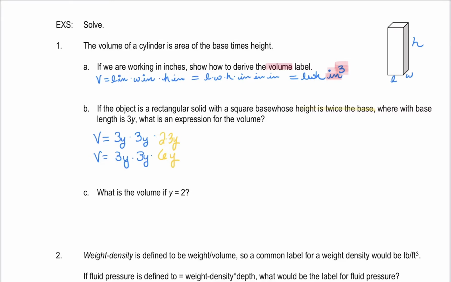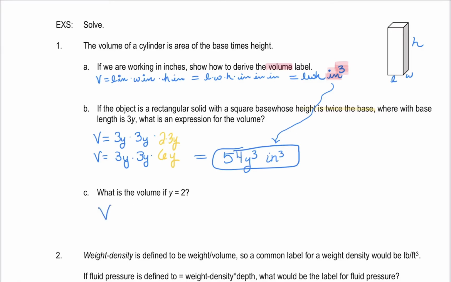And so multiplying those out, we are going to end up with the 3 times the 3 is the 9 times the 6 would be 54. Y times y is going to be y cubed. And then we've already discovered that our label here would be cubic inches. So that would be our final answer.